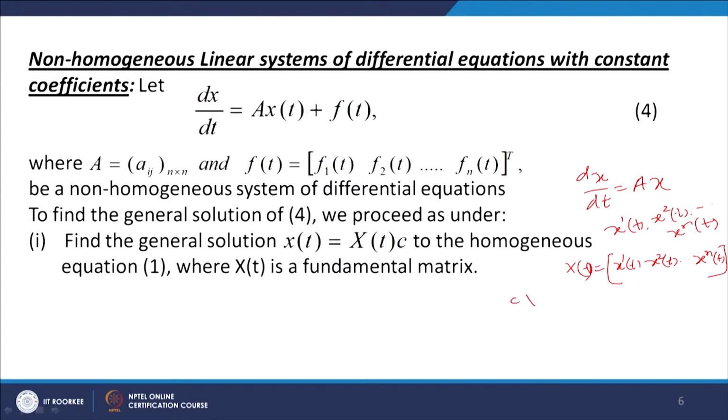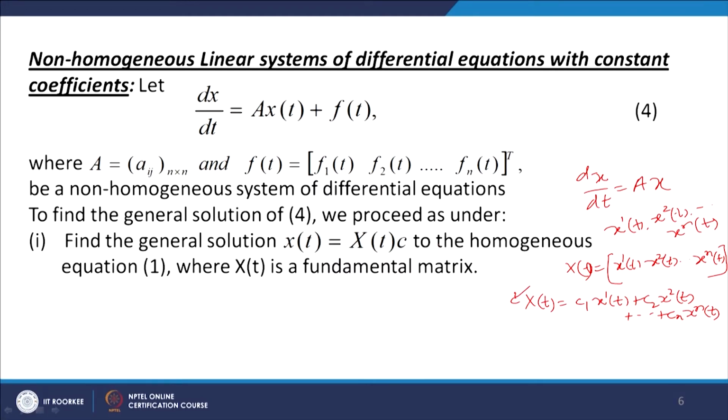So, c into x t, as we have seen earlier, this is nothing but c 1 x 1 t plus c 2 x 2 t and so on, c n x n t. So, first we find the n linearly independent solutions of the vector differential equation dx by dt equal to a x, and then write the general solution, c 1 x 1 t plus c 2 x 2 t and so on c n x n t, which in a concise form can be written as c into x t.